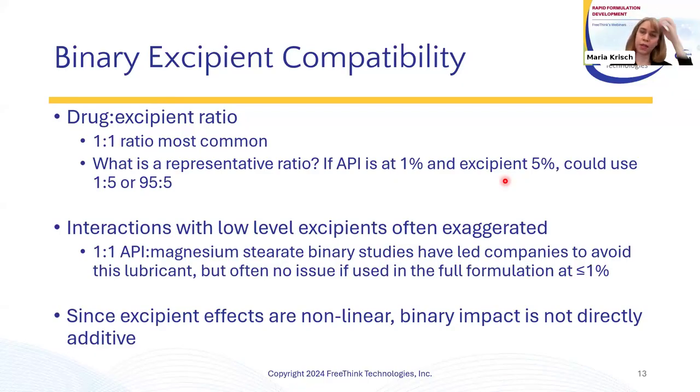So within the study design of binary excipient compatibility studies, you could get a 1:1 ratio, a 1:5 ratio, or a 95:5 ratio in this particular example. And this is important because you have, as we've seen, a very strong drug load dependence. So just to put that in terms of drug load, a 1:1 ratio is a 50% drug load. A 1:5 ratio is a 16% drug load, and a 95:5 ratio is a 95% drug load.